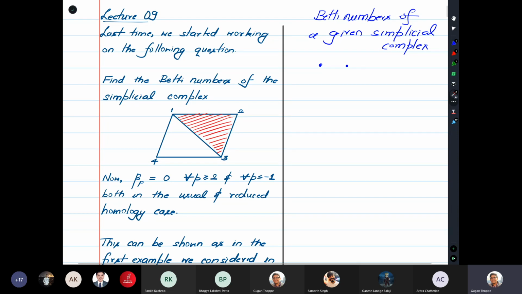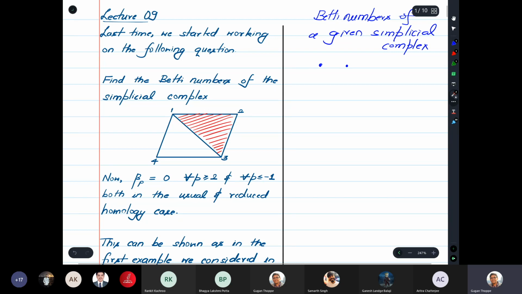Okay, so that is what we wanted to verify and we started doing those computations and today we will just continue them. There is one change that I have made in this example compared to last time. Last time I had labeled the vertices as 0, 1, 2, 3. I realized that the 0 vertex is going to confuse us with the 0 chain, right? So hence I have relabeled the vertices as 1, 2, 3, 4. Please keep this in mind.